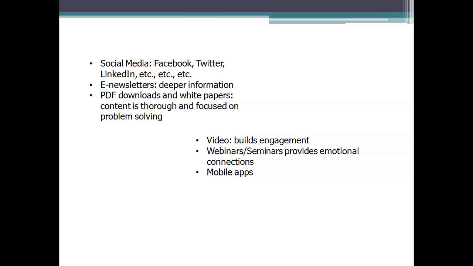E-newsletters are still extremely popular, especially with someone who has a strong desire to be in your industry. PDF downloads, all the white papers, these are all content that you are in control of, offered for free to your consumer so that they can make more in-depth buying decisions.